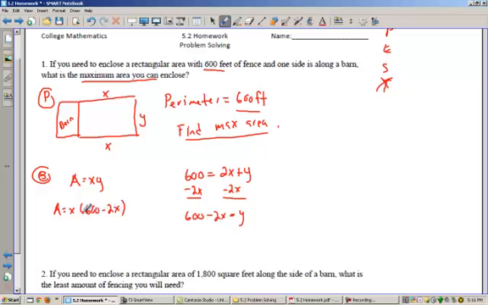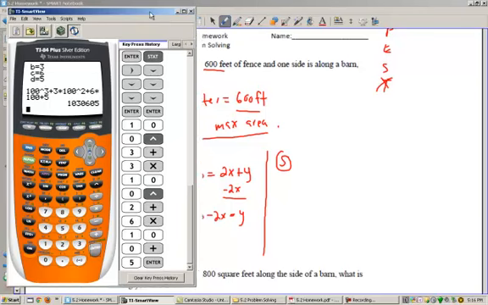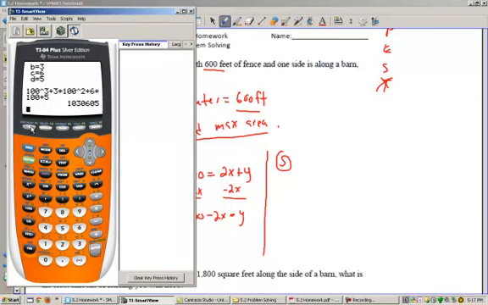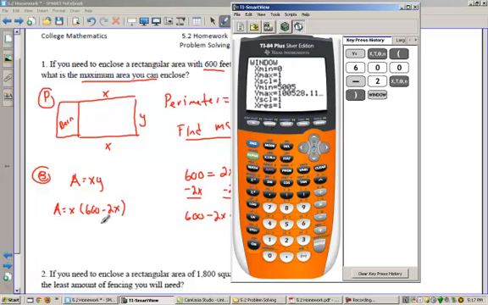Now I have A as a function of one variable, and so I can solve it by simply graphing it on my calculator. So I take out my calculator, hit Y equals, and plug in my original formula: X, left parenthesis, 600 minus 2X, in parenthesis. Then I make my window. And here I have to think about what X is.